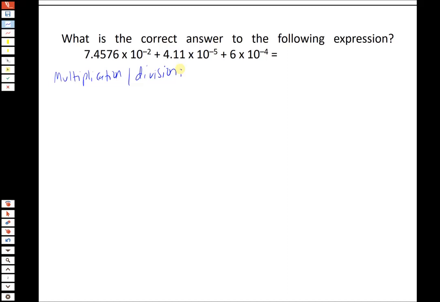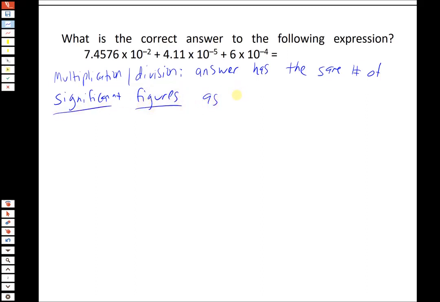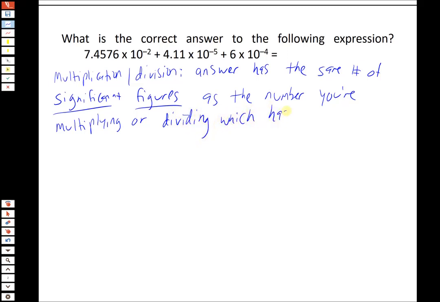So when you multiply and divide numbers, the answer has the same number of significant figures, or significant digits as they're sometimes called, as the number you're multiplying or dividing that has the least. So it's kind of a mouthful, but all right.